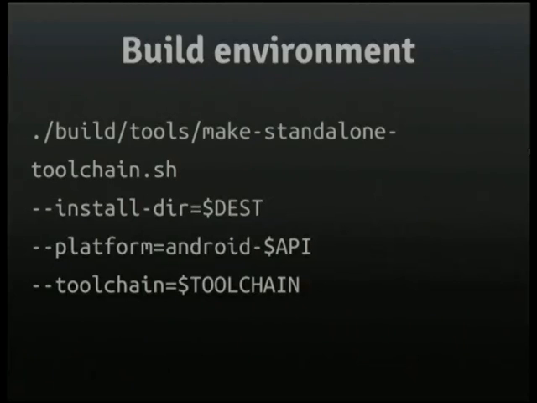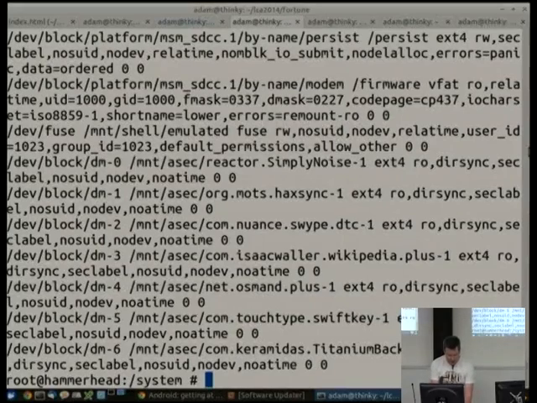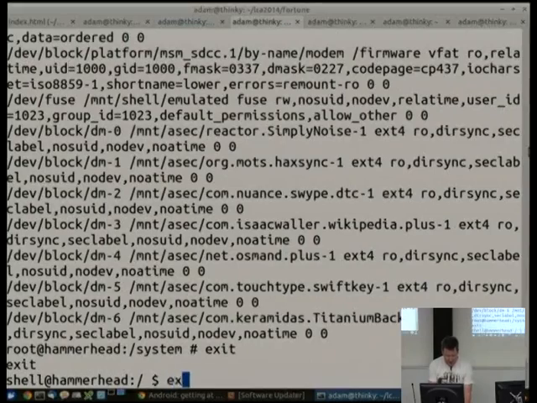When you extract it, there is this lovely command here which will make a standalone toolchain. So for example, if you're interested in Android 19, which is 4.4, and you want an ARM toolchain with Clang as the compiler instead of GCC, because I like my error messages to be informative, then you can basically do that, and you will end up with a toolchain. Let's have a look at what that looks like. Let's actually do this properly this time. Okay.